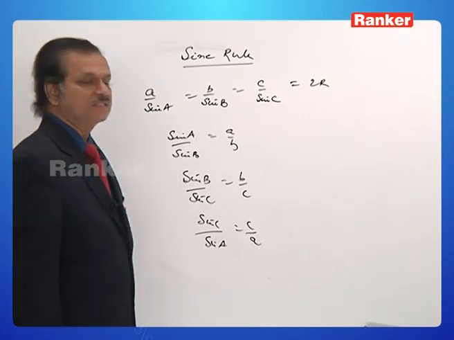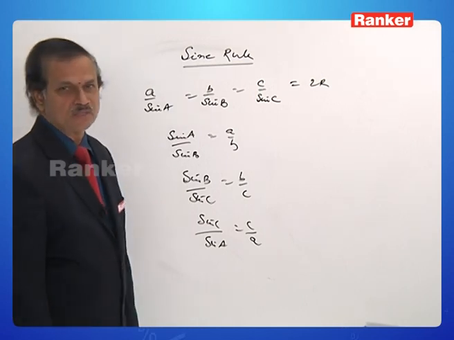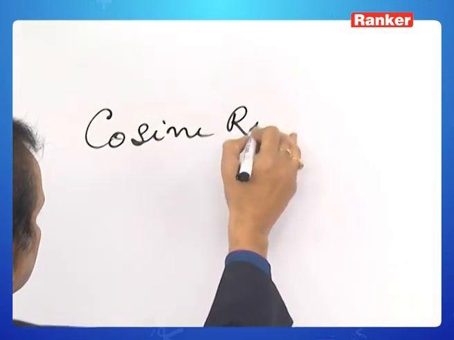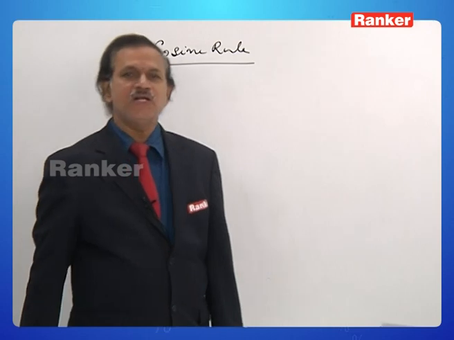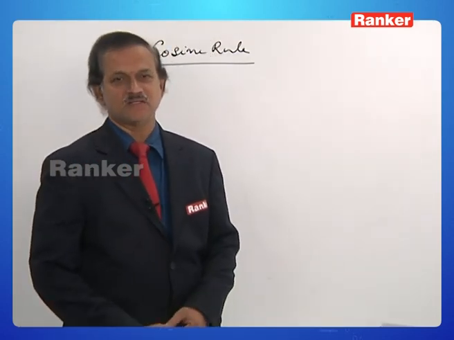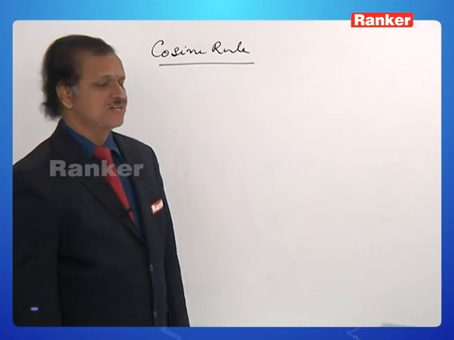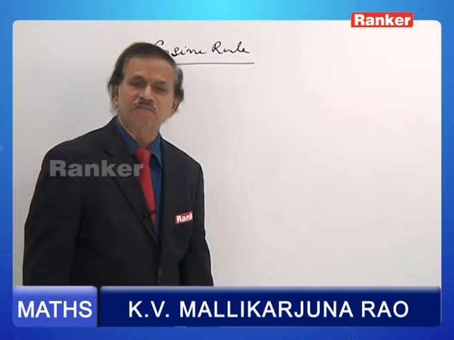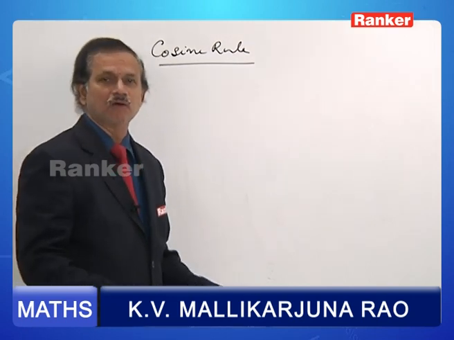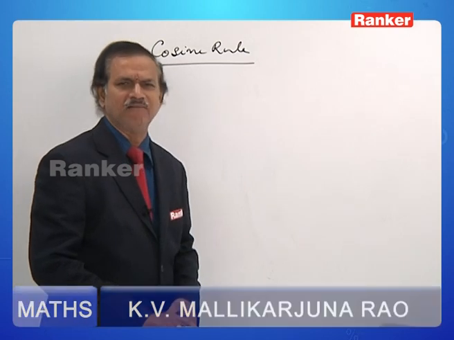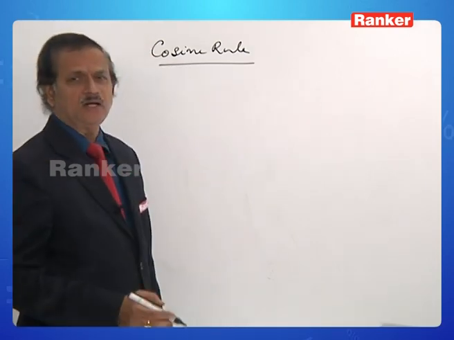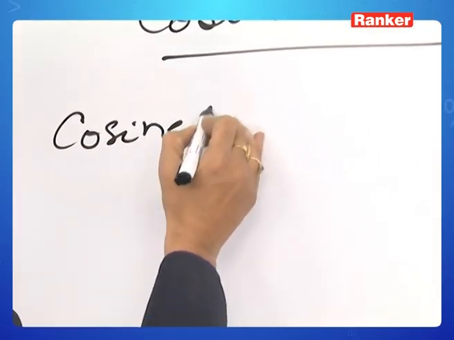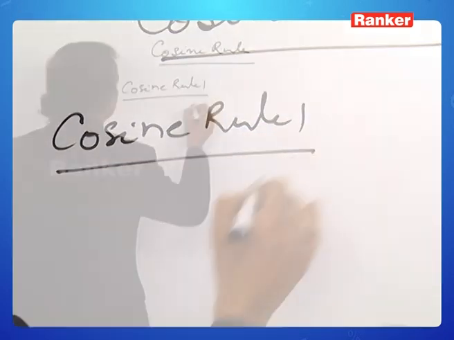Now, let us turn our head towards another rule, namely the cosine rule. This cosine rule generally will be expressed in two different forms. Some textbooks, some authors and some lecturers call the first rule the projection rule or cosine rule 1. As you like, you can have the name, and I like to introduce it by the name cosine rule 1.